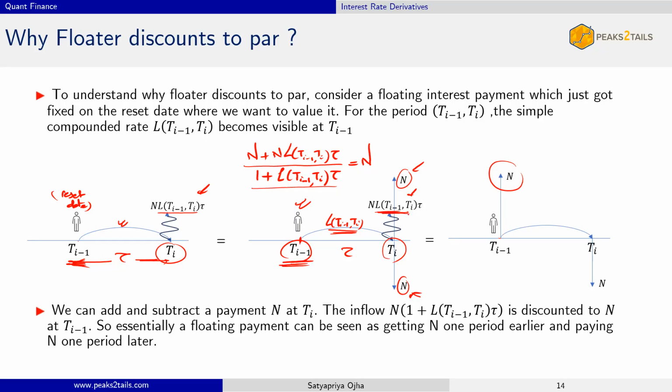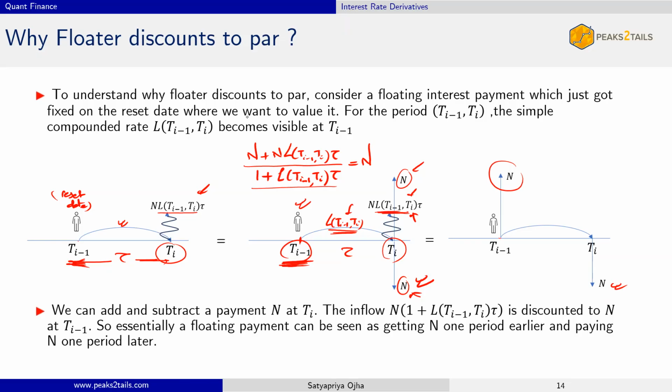It's magical because the numerator is dynamic based on the rate. Discounting is also dynamic based on the rate applicable, but they are equal to each other. So when you discount n plus coupon by the rate that becomes known, it is exactly n at ti minus 1. And this is still there. Okay. All right. So a coupon, right.